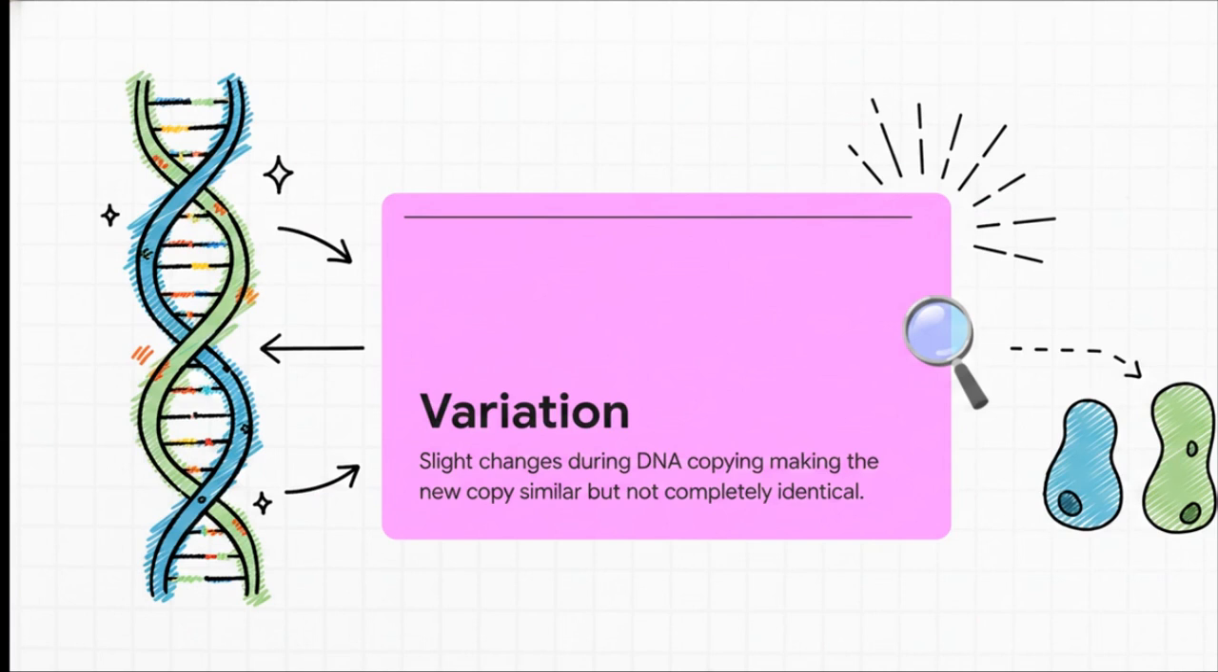But here's the crazy part. The biochemical reaction that copies your DNA is never 100% perfect. It's kind of like handwriting an entire textbook. You're going to make a tiny typo somewhere. These slight errors or changes are called variation. And let me tell you, this is biology's greatest superpower.